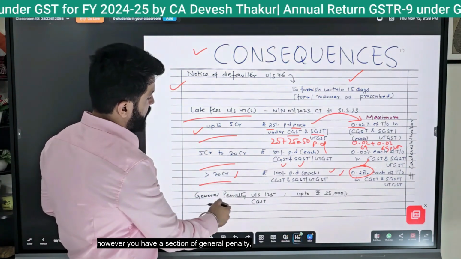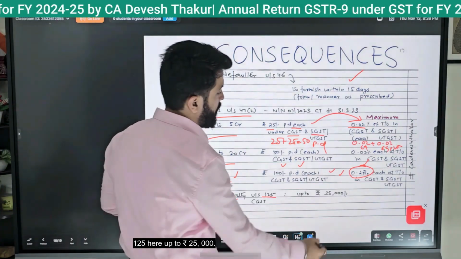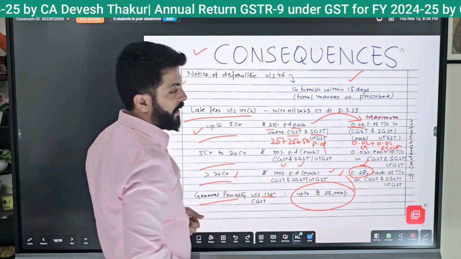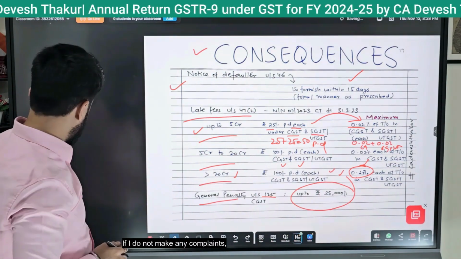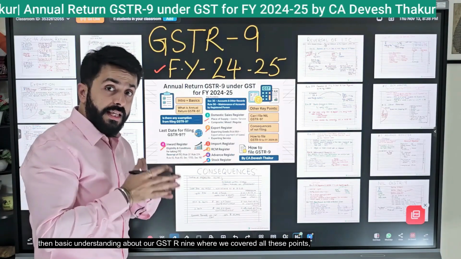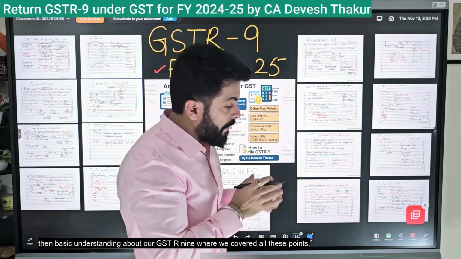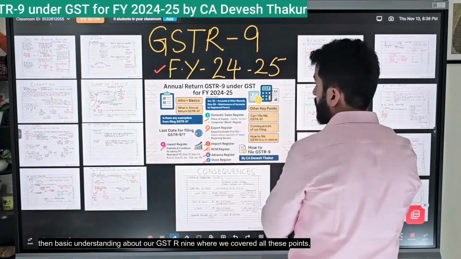However, you have a section of general penalty, section 125, here up to Rs 25,000. We might get a penalty if I do not file. So this was the basic understanding about our GSTR-9, where we covered all these points.